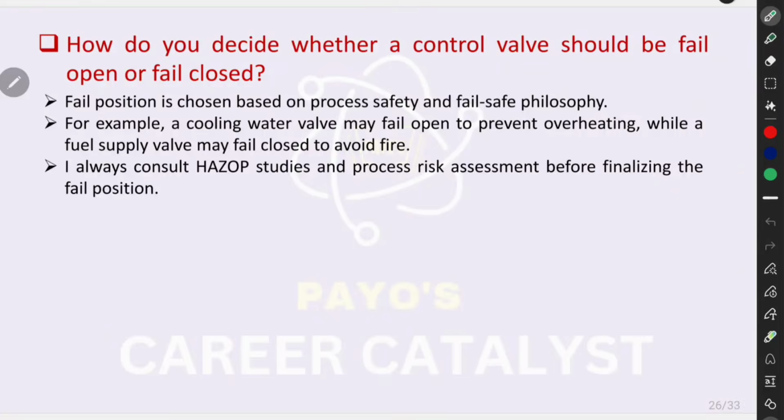How do you decide whether a control valve should be fail open or fail closed? Fail position is chosen based on process safety and fail-safe philosophy. For example, a cooling water valve may fail open to prevent overheating, while a fuel supply valve may fail closed to avoid fire. I always consult hazard studies and process risk assessment before finalizing the fail-safe position.